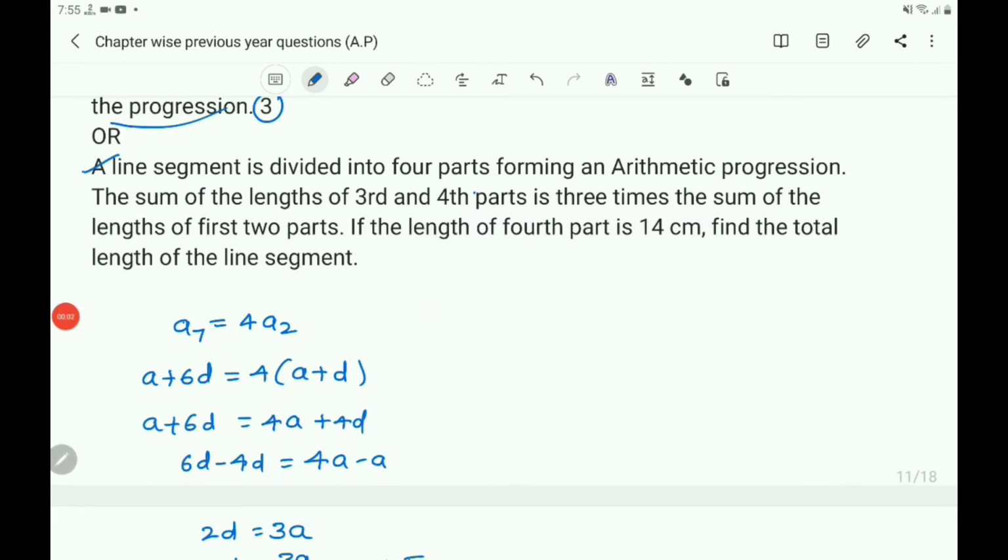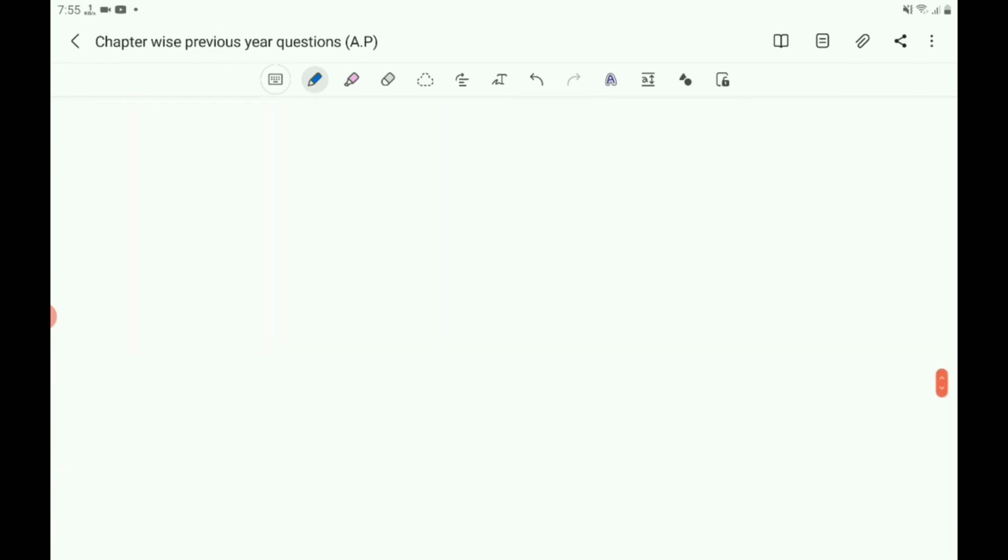Now you take the choice question. A line segment is divided into four parts, forming an arithmetic progression. The sum of the lengths of third and fourth part is 3 times the sum of the lengths of first 2 parts. If the length of fourth part is 14 centimeter, find the total length of the line segment. Now let us solve, taking that question once again.